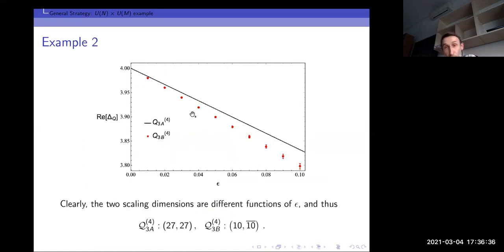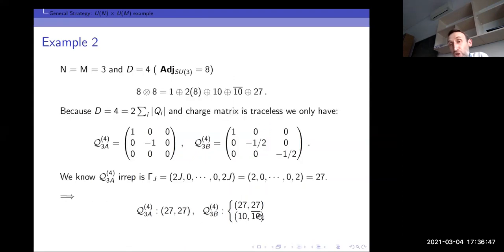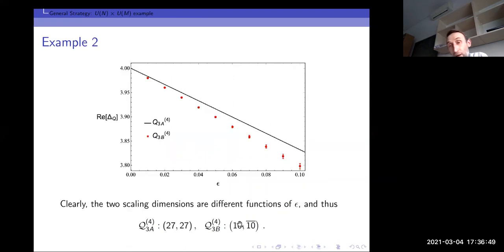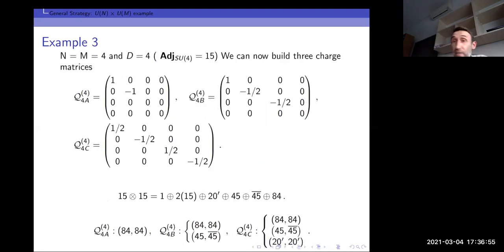But then you start to really compute these energies. I show them here. And you find, for example, in this case, they are different. And this is enough for you to say that this second configuration corresponds to 10, 10 bar and not 27, 27. That's the logic you're following, and you can really proceed to very complicated cases.